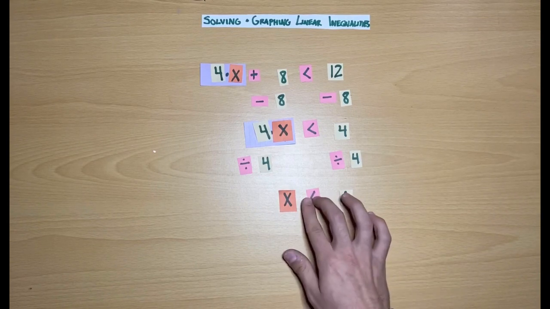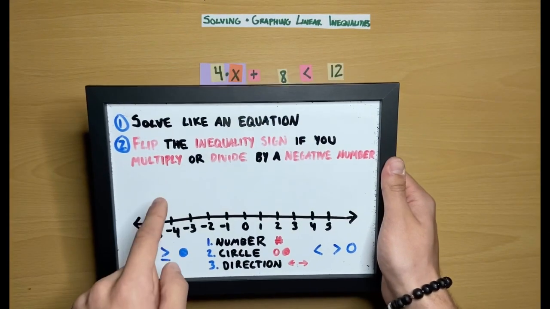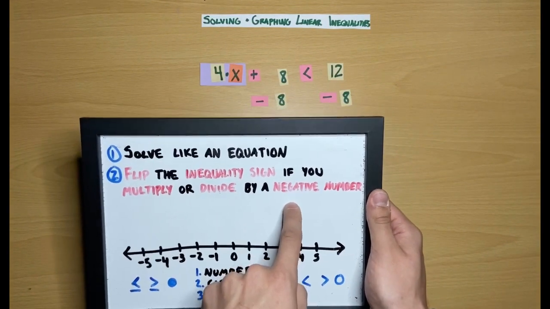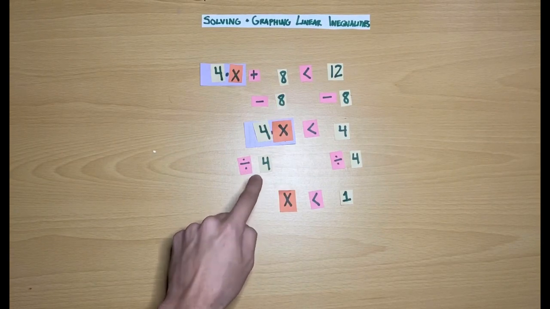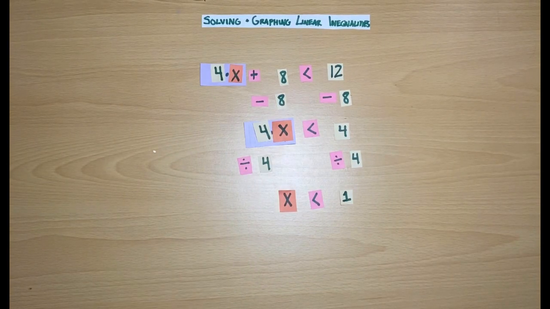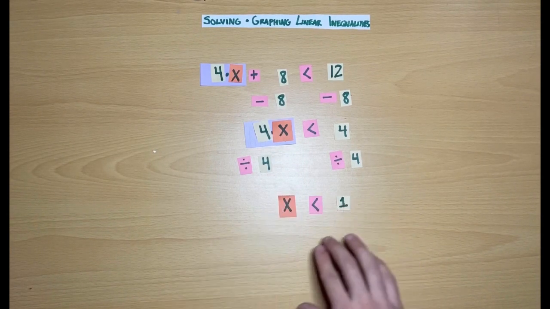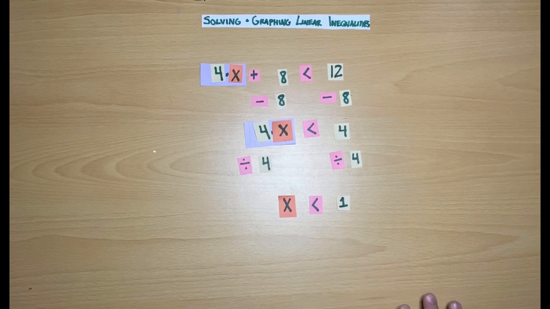But now, if we remember, again, I'll bring this back. We only flip the inequality if we multiply or divide by a negative number. In this case, we did divide, but it was by a +4, not a -4. Therefore, the inequality sign stays the same. And this is our solution. X is less than 1.